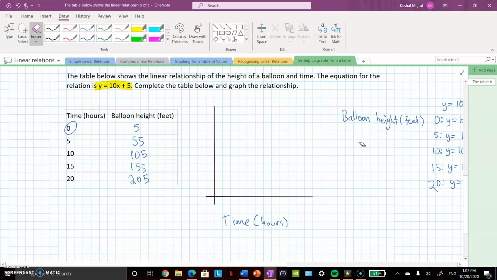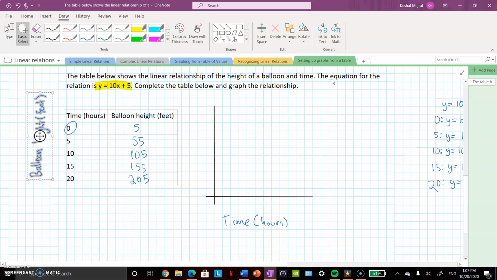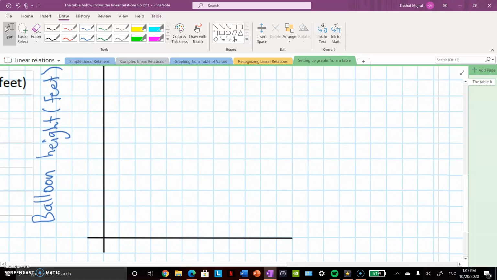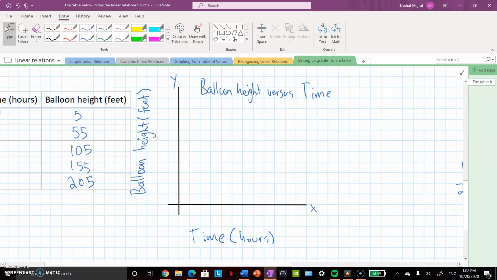Okay, now I can take this lasso tool. I can drag this here and rotate it left 90 degrees. Put it back here. Okay, perfect. Now let's take a look at this. The title is going to be balloon height, our y-axis, versus our x-axis. So that's balloon height versus time.